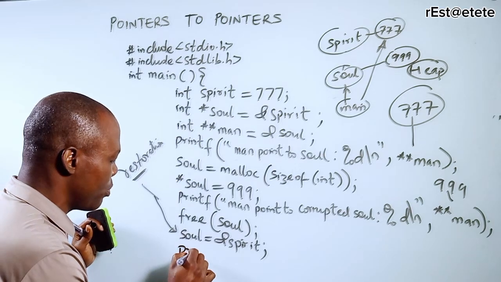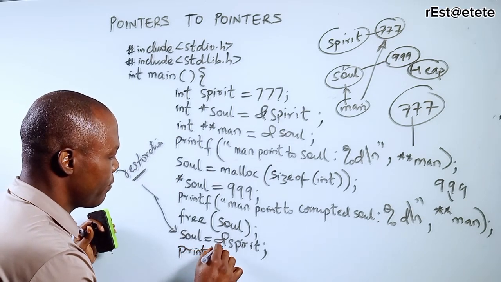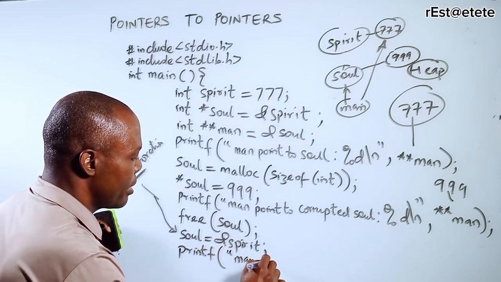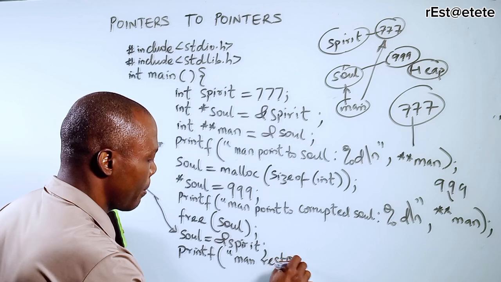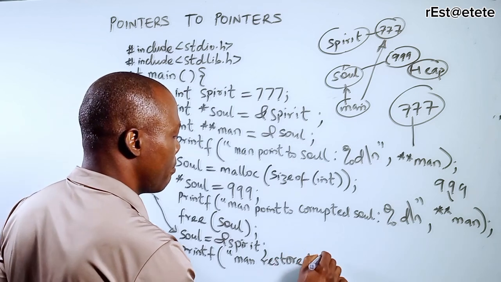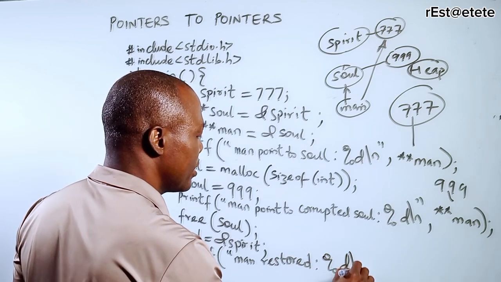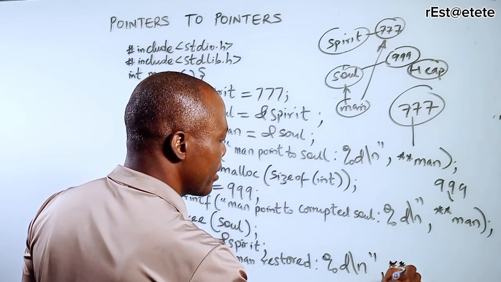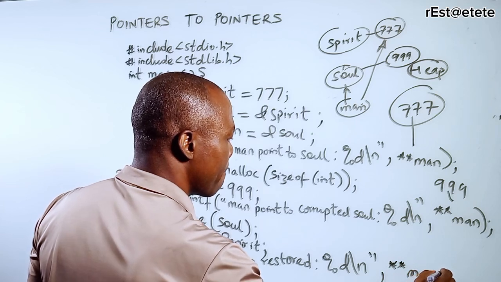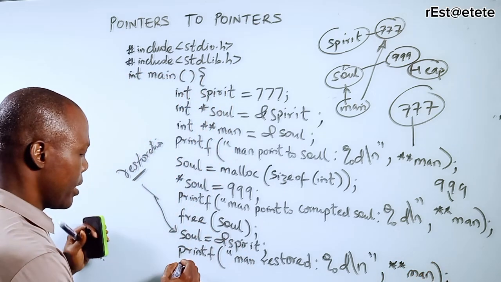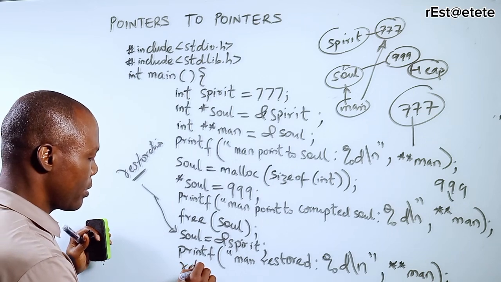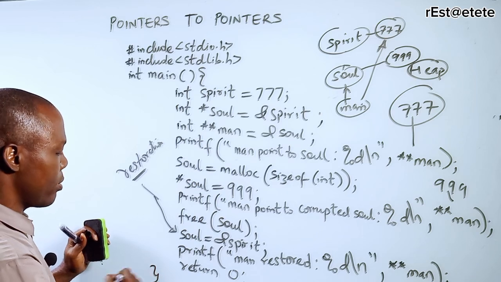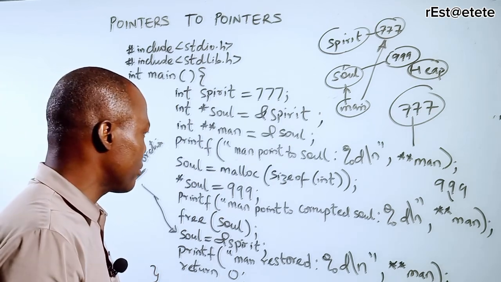Then here I'll say printf, "man restored, %d\n", asterisk man. Then I will say return 0. So my curly bracket, I will close it. So this is my script.